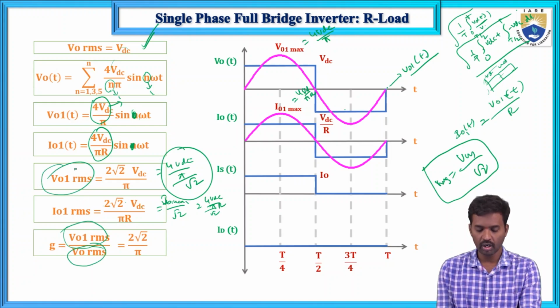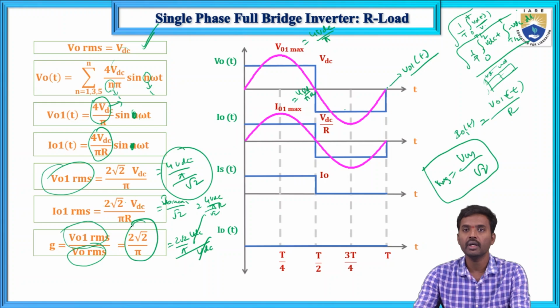And next, distortion factor equals V01 RMS divided by total output voltage, that equals 2 root 2 by pi VDC by VDC. VDC gets cancelled. Finally you will get 2 root 2 by pi.